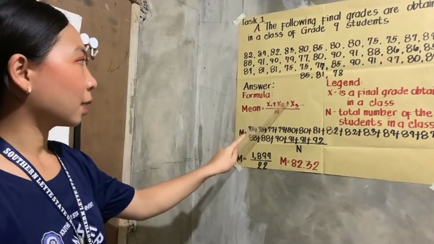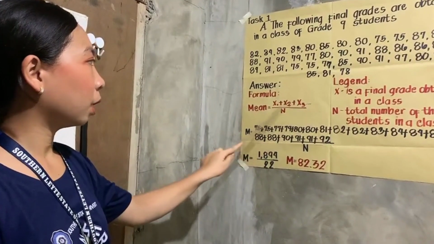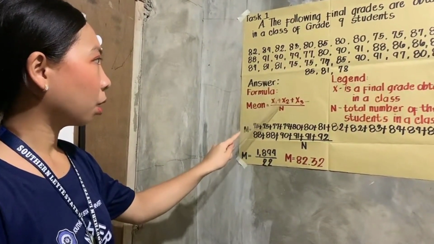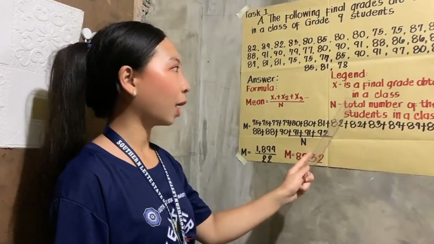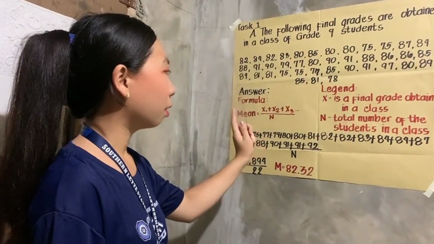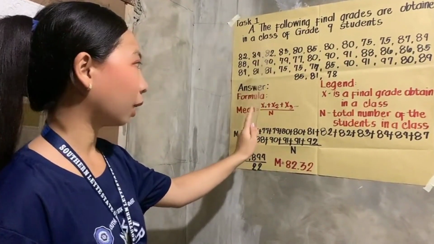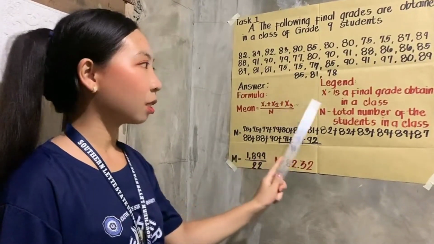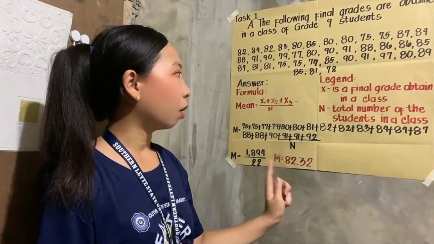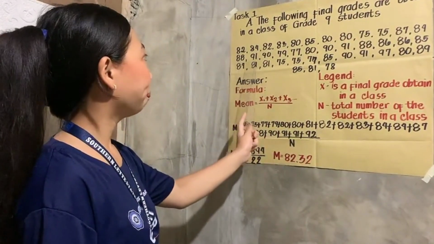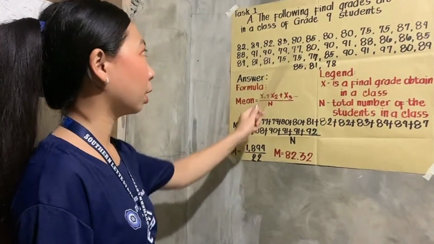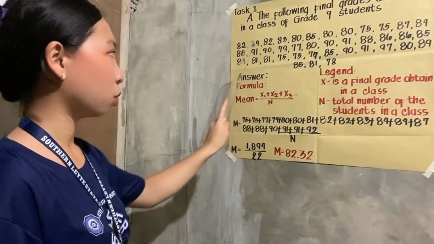So the formula that we're going to use is mean equals x sub 1 plus x sub 2 plus x sub 3, and so on, divided by n. So x stands for the final grade obtained in a class. So these are the final grades obtained in a class. And the n is the total number of the students in a class. So as I count, the total number of the class is 22.